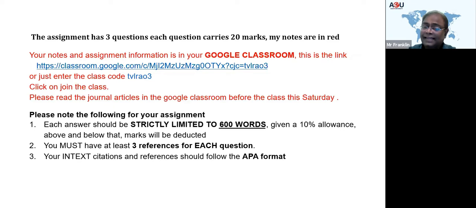Now, your in-text citations and references follow the upper format. I want you to have in-text citation. In-text means within the body of your text, you put who said that and what year, you refer to that.